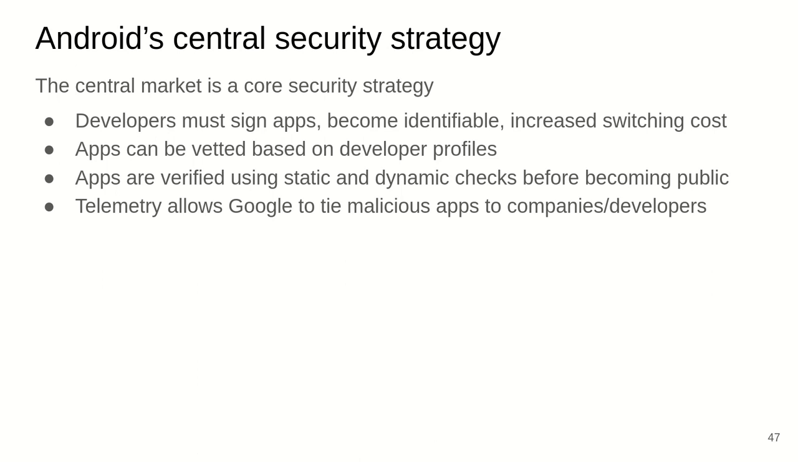Now, the central market is a core security strategy. Developers must sign their applications, thereby becoming identifiable, which increases their switching cost, especially when they are at the whim of Google and the reputation engine that actually recommends their app to others. Because there are so many apps out there, it's going to be very hard for developers to be noticed, and they have to build up a reputation. This reputation can be leveraged by Google to decide which apps to check and vet carefully. So applications can be vetted based on these developer profiles.